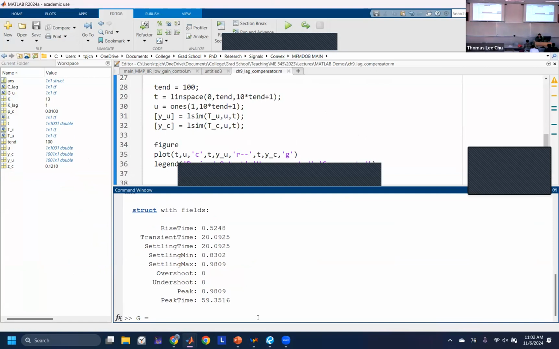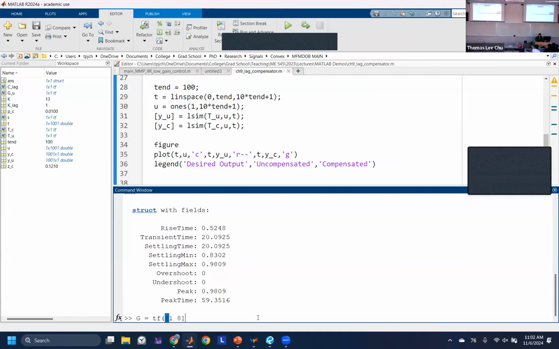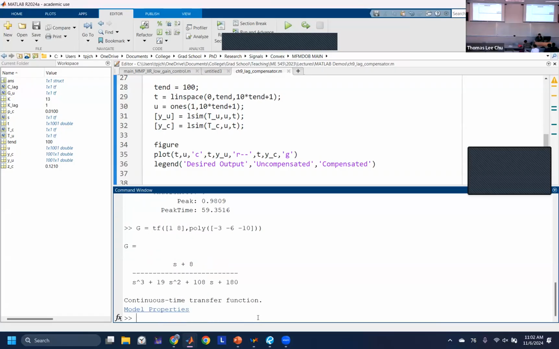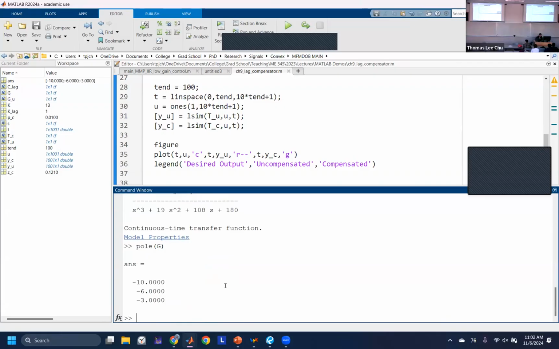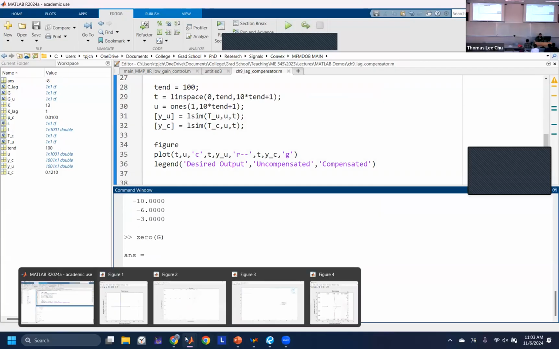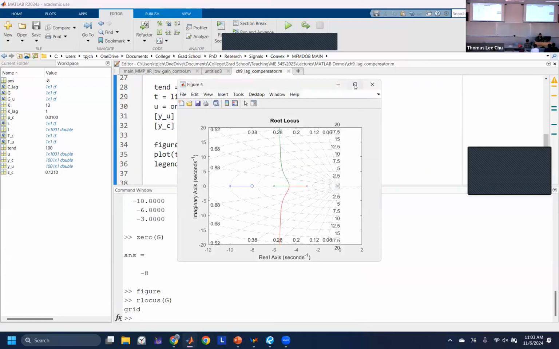Okay, so our transfer function is going to be transfer function of, we have s plus 8, so its coefficients are 1 and 8. And then we have roots at -3, -6, and -10. All right, so that's our transfer function. Let me just double check that we have the correct poles: -3, -10, -6. Let's check the zero: -8, so we're good. Then I just do figure, rlocus of G, and type in grid to turn on the grid. All right, so that is our root locus.